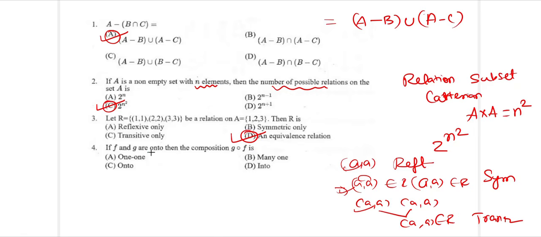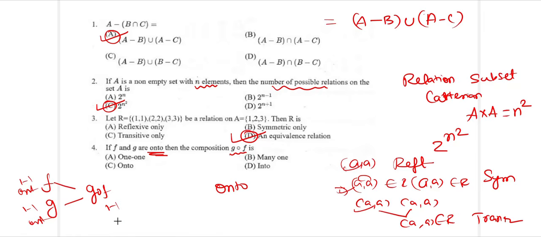Next, f and g are going to be onto, then the composition g composition f will also be onto. Okay, so whatever be the nature of f and g, the same will be the nature of your composition. If f is 1-1 and g is 1-1, g composition f will also be 1-1. If f is onto and g is onto, g composition f will also be onto. If f is 1-1 and onto, g is 1-1 and onto, this is going to be bijective and this is also going to be bijective, then the composition will also be bijective in nature. This is going to be a standard theorem which we have.